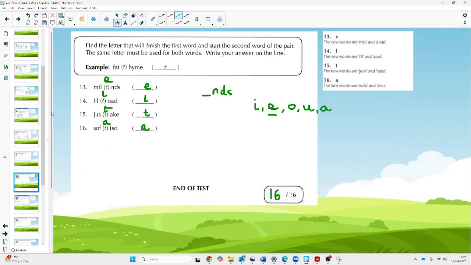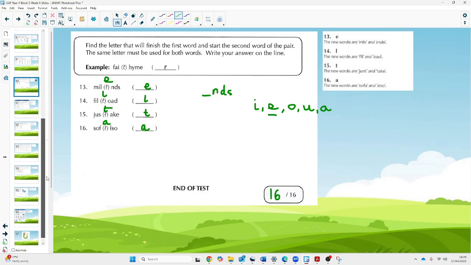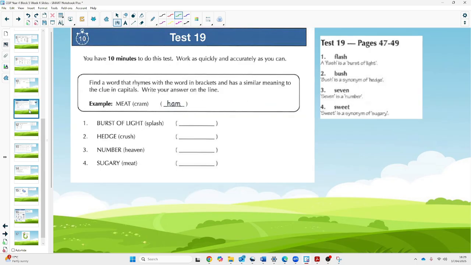Okay, let's move on now to the final test, and that's test 19 in the CGP book. So you're going to have another 10 minutes again. Hopefully you timed yourself when you were doing it. And the first set of questions involves you finding a word that rhymes with the word in brackets and has a similar meaning to the clue in capitals. Write your answer on the line. So a burst of light, and it must rhyme with splash. And of course that's the word flash.